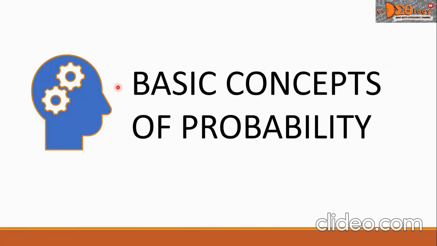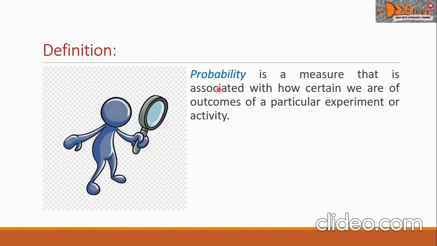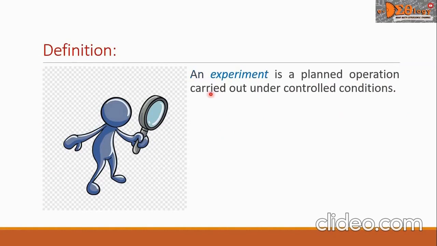Hi everyone. In this video, we are going to study basic concepts of probability. Let us define probability. Probability is a measure that is associated with how certain we are of outcomes of a particular experiment or activity. An experiment is a planned operation carried out under controlled conditions.